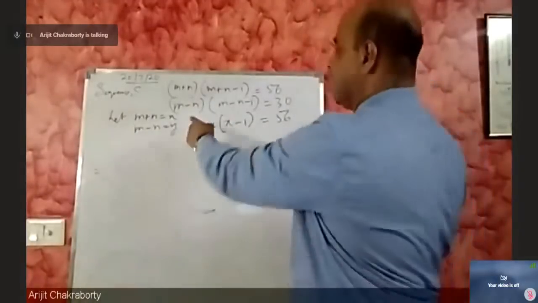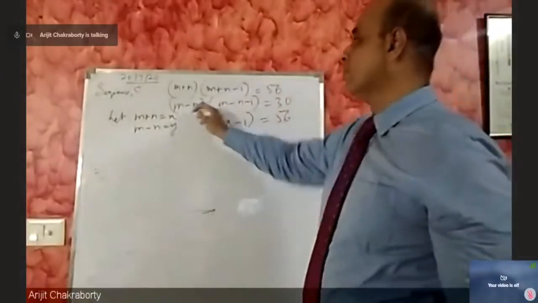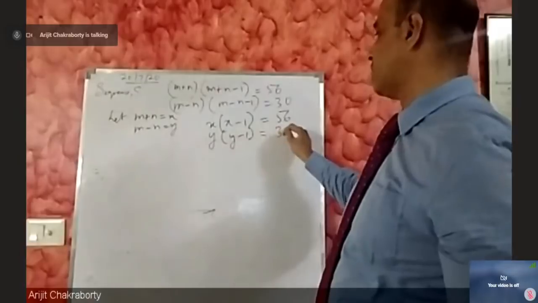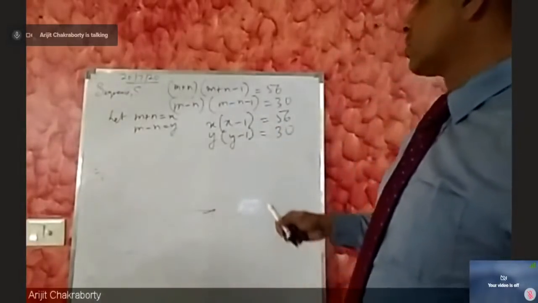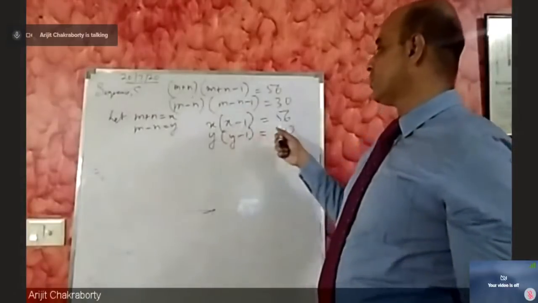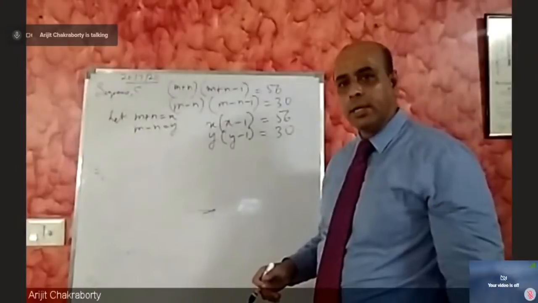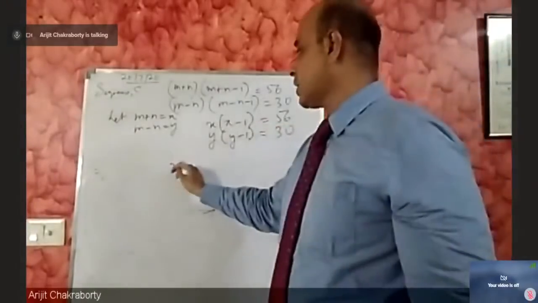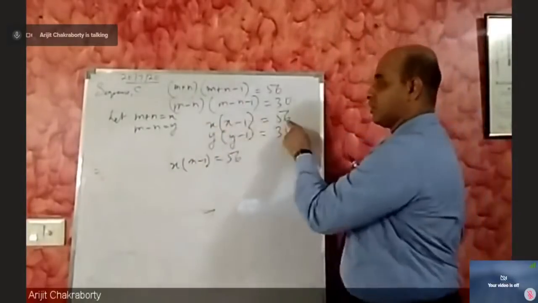Similarly, for the second equation, what I am doing is m minus n is y. So y into y minus 1 equals 30. Okay, so now we can see that we are getting two equations. Let us take the first one: x into x minus 1 equals 56. I am taking this one.